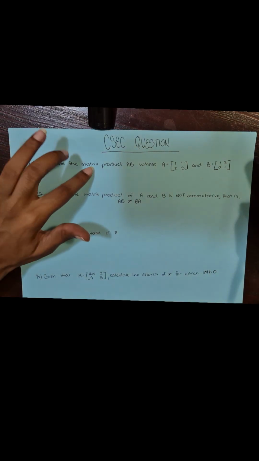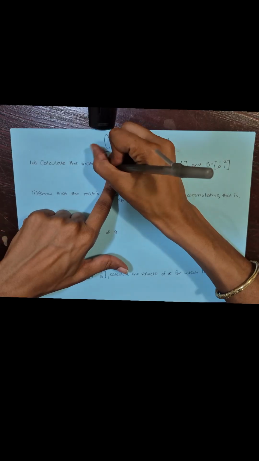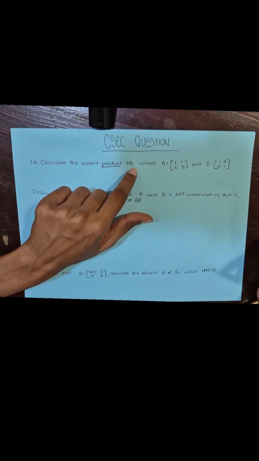That's what happened. Before we move on to simultaneous equations, let's just try and apply everything we've learned so far by doing some past paper questions. So these are questions from CSEC exam papers. The first one, calculate the matrix product. So product already tells us we're multiplying. AB, where A is the matrix 1, 1, 2, 3, and B is the matrix 1, 2, 0, 1.